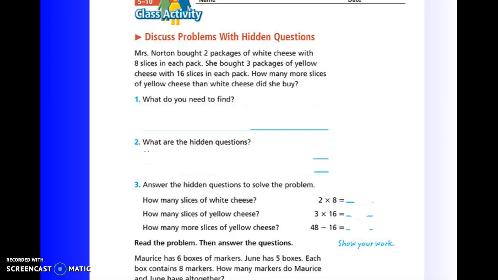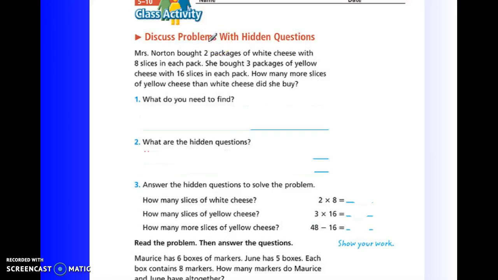All right, so one thing we talk about when we look at word problems is looking for hidden questions. So let's go ahead and first read this using the CUBES method, and then we will look for some of those hidden questions. It says, Mrs. Norton bought 2 packages of white cheese with 8 slices in each. She bought 3 packages of yellow cheese with 16 slices in each. How many more slices of yellow cheese than white cheese did she buy?